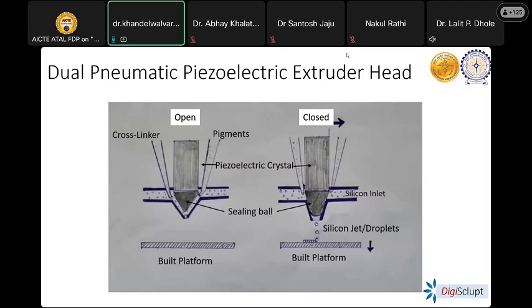I think I was explaining these two inlets for the cross-linker and the pigment. From this cross-linker, the different molecular weight silicone material can be created in the same process, and also the variation of the shade can be achieved by the pigments.